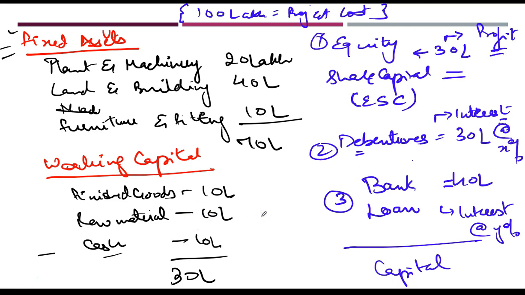Now, when we started this example, I told you that we will also understand how this example relates to the different topics that we are going to study. We have understood that for running a business, this is all the kind of money we require.